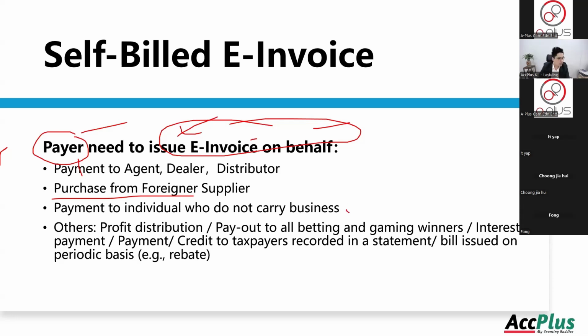And how about the others? Profit distribution, payout to betting and gaming winners, interest payments, payment credited to the taxpayer recorded, bills, whatever is listed in here. Even if you are the person who made the payments to another person, you have to raise the self-bill e-invoice as well. So this one we call a self-bill e-invoice.